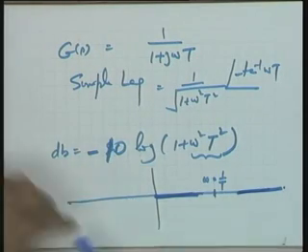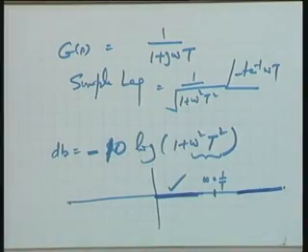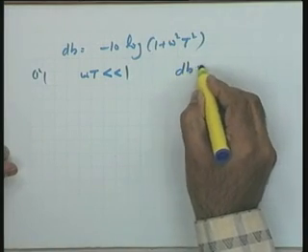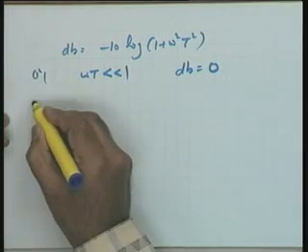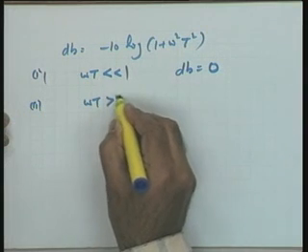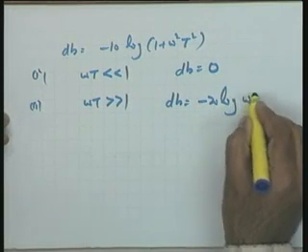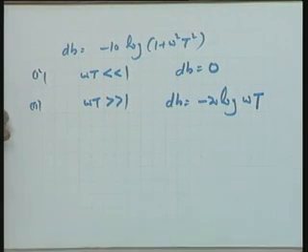Now, when omega T is much less than 1, you find it is a 0 dB line. There is no problem here. But let me go to omega T much greater than 1. I would like to write this equation again, so that you know this is the exact equation. Case 1, omega T less than 1: dB is equal to 0. Case 2, omega T greater than 1: dB equal to minus 20 log omega T is your equation.